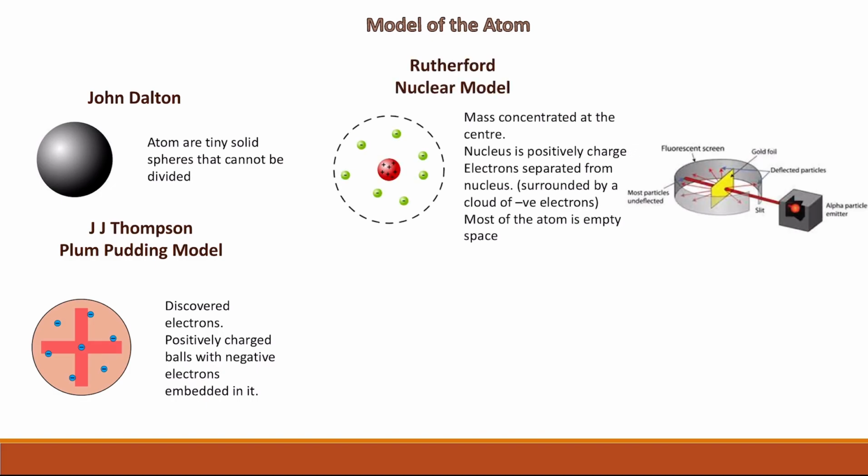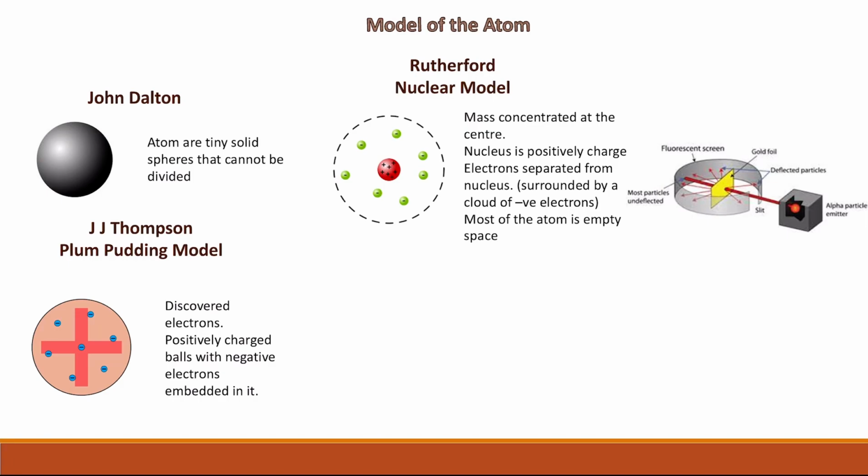Rutherford came with the nuclear model. So he tested the plum pudding model of J.J. Thomson, where he did his famous gold foil experiment. He fired alpha particles, which are positive particles, towards the gold foil. And if the plum pudding model was correct, then that means all the alpha particles should be deflected because the atom is all formed of positively charged balls.